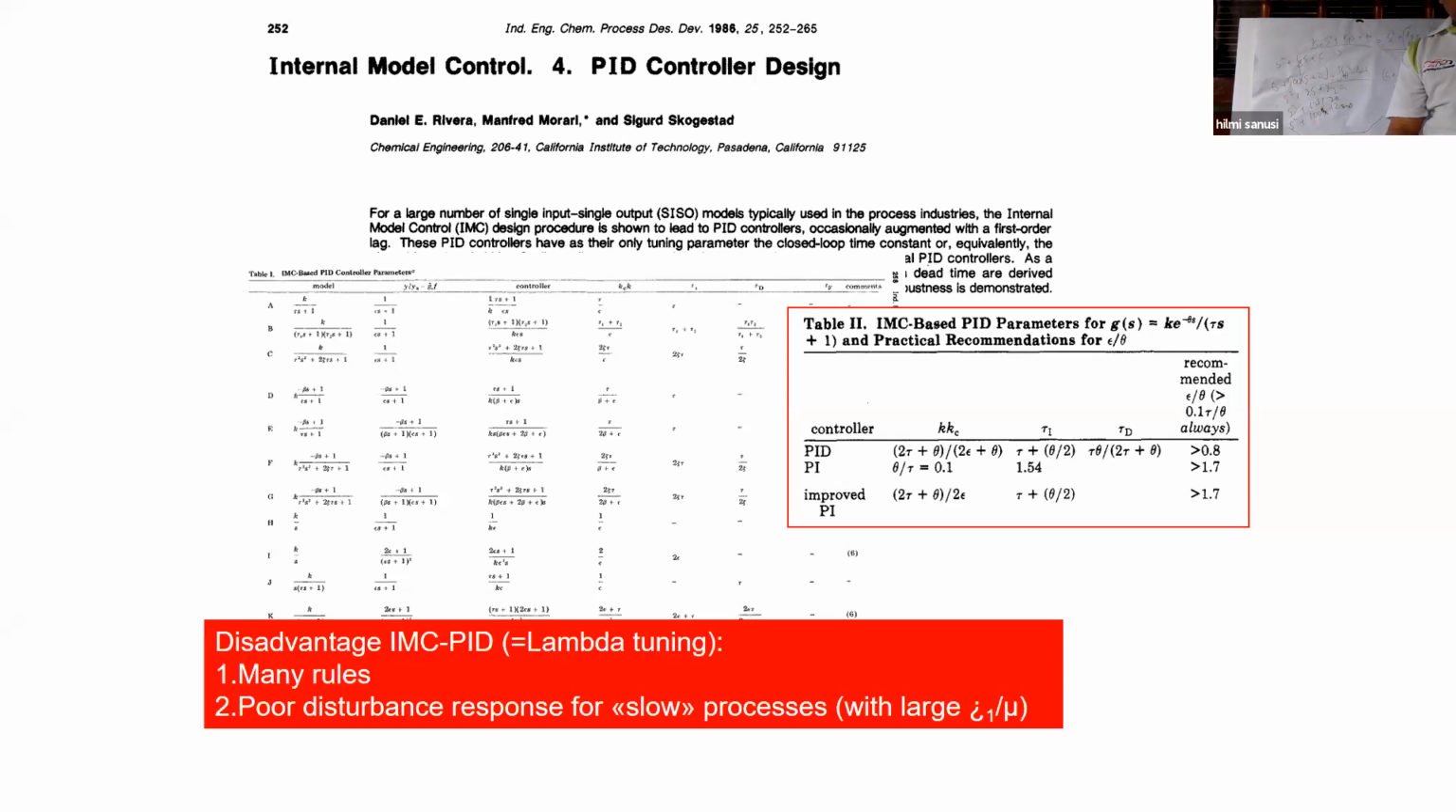So ada satu lagi, dia panggil lambda tuning. So dia ada banyak rules. So this is very poor disturbance response. The very slow.